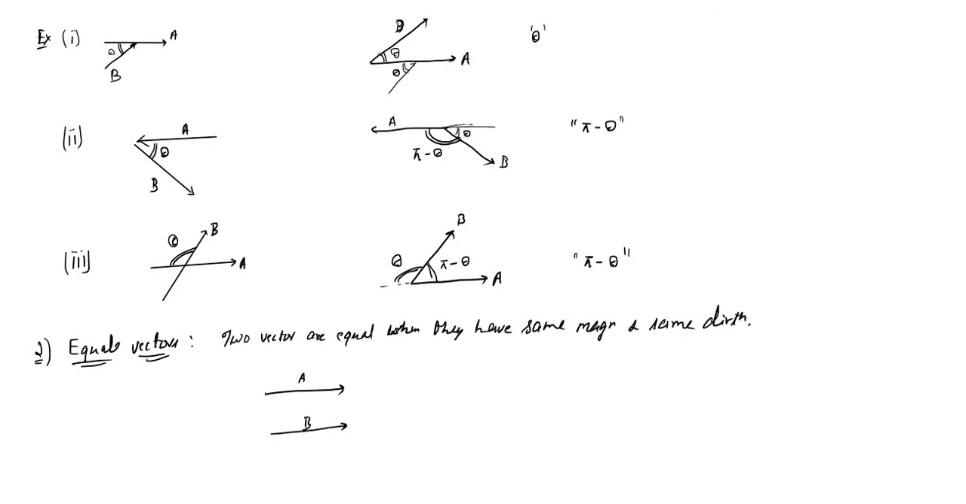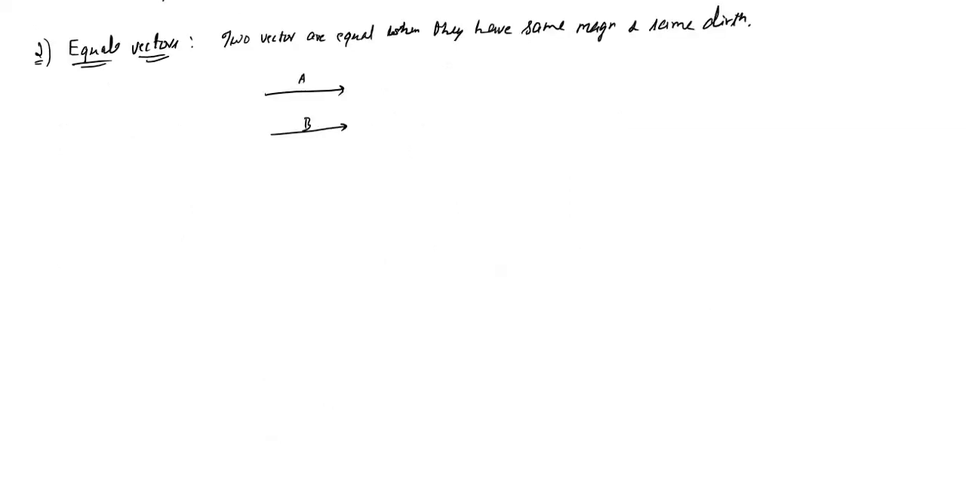Now a question will arise whether A and B are equal vectors or A and B are the same vectors. What I mean by this question is whether A and B are two different but equal vectors, or A and B are exactly the same vector. Now to understand this, we try to express vectors in terms of words.